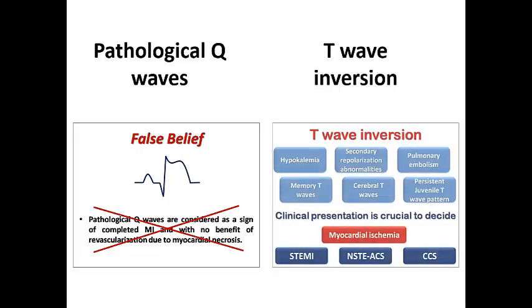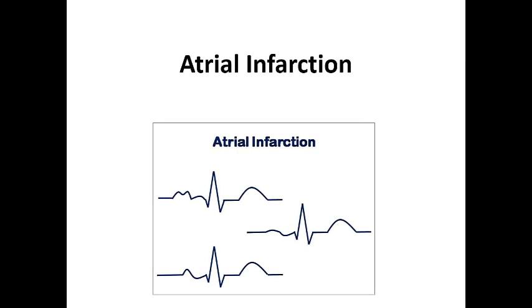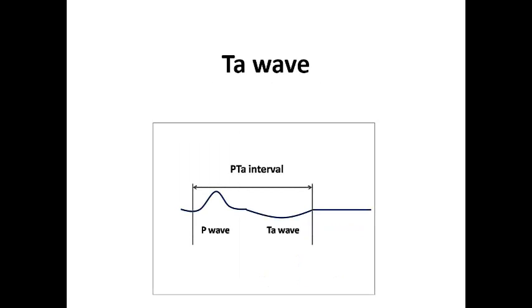And then we discussed pathological Q waves and T wave inversion and their clinical significance, whether in myocardial ischemia or in non-ischemic causes. Then we have a fabulous lecture, which of course gained attention of many of the viewers, which is the atrial infarction, which is a famous category that of course is neglected in our clinical practice, and how to diagnose them with its ECG features. And then the strange Ta wave and the atrial repolarization wave, which of course is mostly forgotten in ECGs.